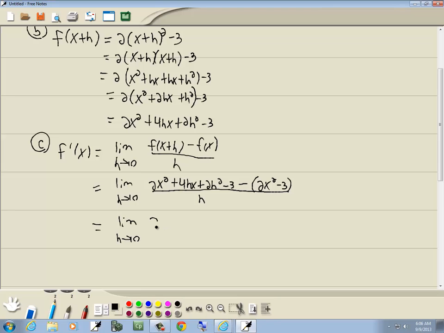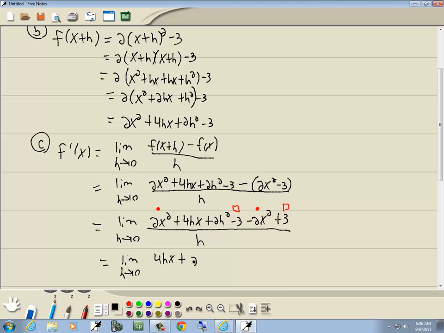Well, a negative out in front of your parentheses flips the sign of everything inside. So the 2x squared becomes a negative 2x squared. The negative 3 becomes a positive 3. Now combine like terms. We got 2x squared minus 2x squared; those cancel. We got negative 3 plus 3; those cancel. So we get the limit as h goes to 0 of 4hx plus 2h squared all over h.